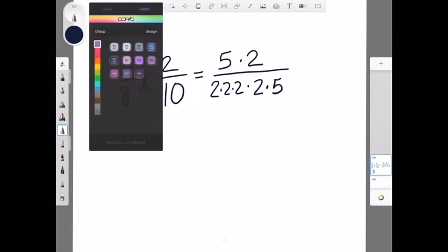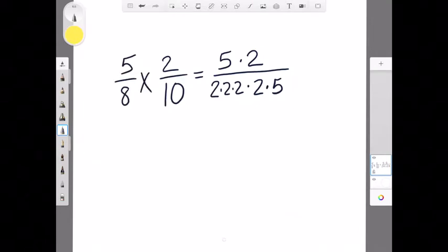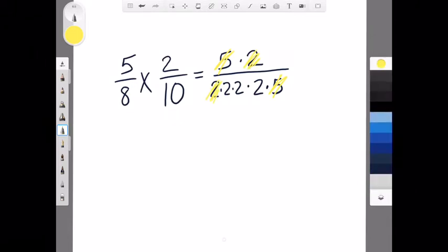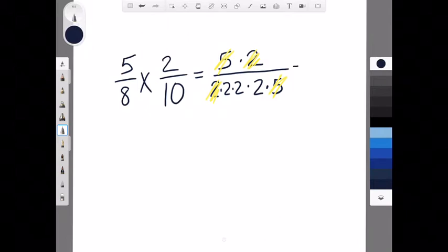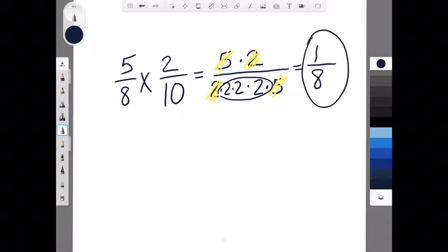Okay, now we're going to cross off any that are the same. We've got a 5 here, and a 5 here, and a 2 here, and a 2 here. Okay, nothing is left on the top, so again, that becomes a 1. What we have on the bottom is 2 times 2 times 2. 2 times 2 is 4, 4 times 2 is 8. And so 5/8 times 2/10 in its simplest form is 1/8.